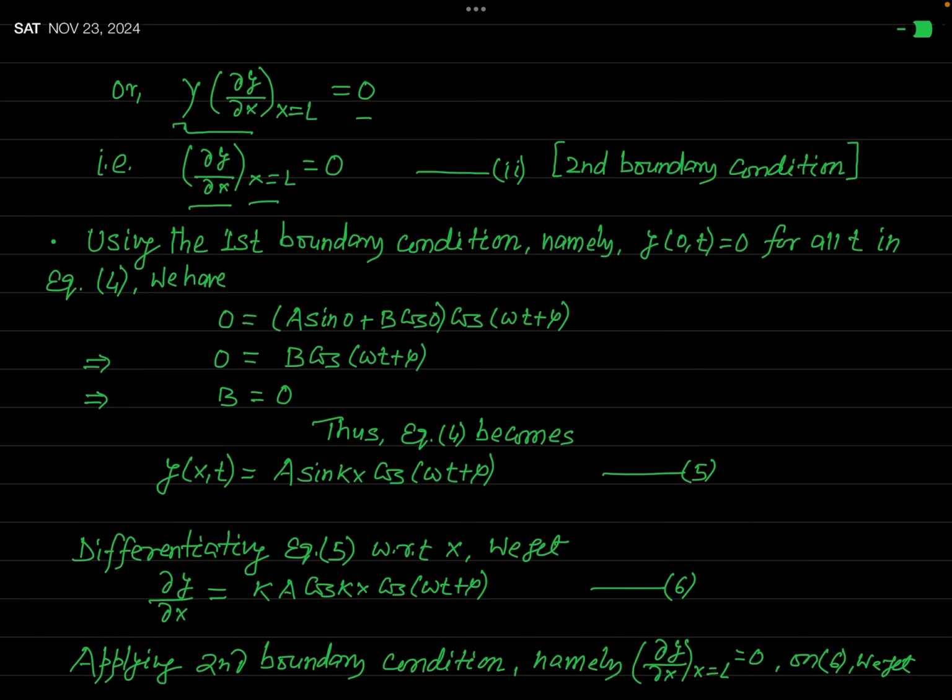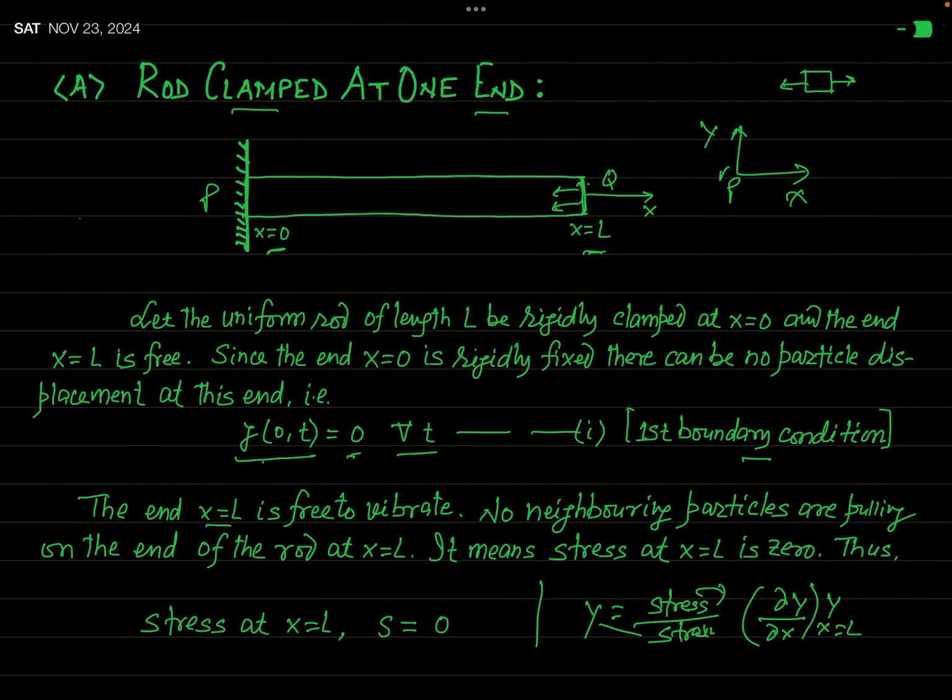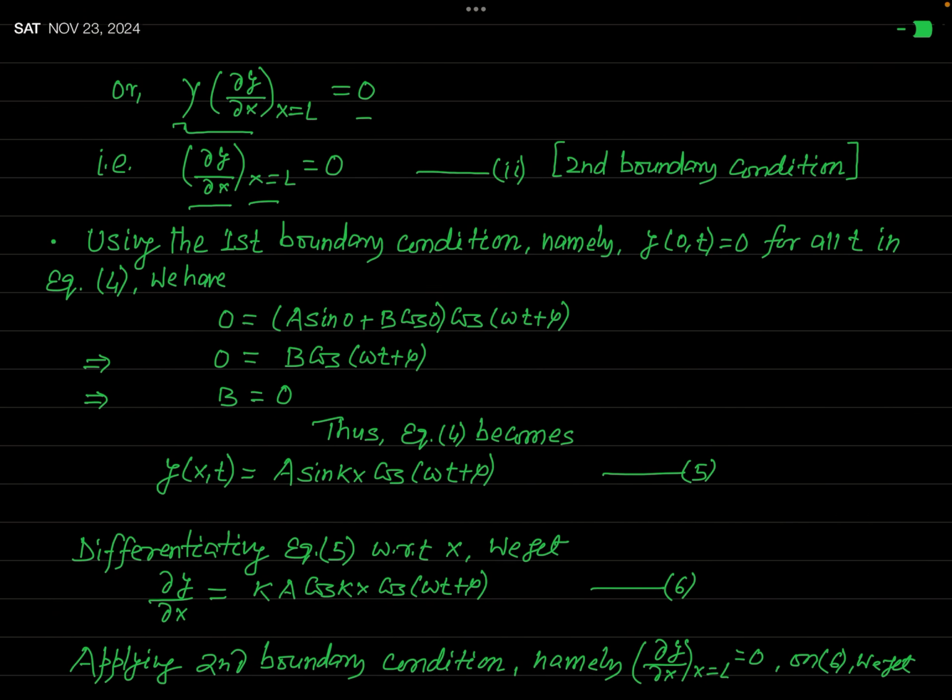So now you have two boundary conditions. The first one says that displacement y is 0 at all time at x equal to 0. It means when x is 0, then y is 0 at all time. And the second boundary condition says that del y by del x is equal to 0 at x equal to L. Now using these two boundary conditions we can solve this problem. Let us first of all apply the first boundary condition. What is this first boundary condition? You know, this is y at (0, t) is equal to 0 for all t.